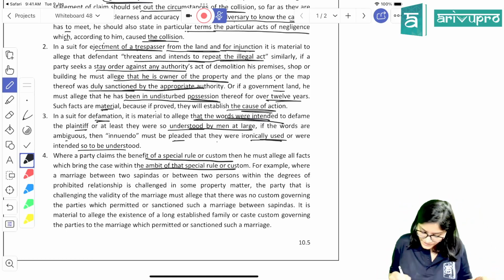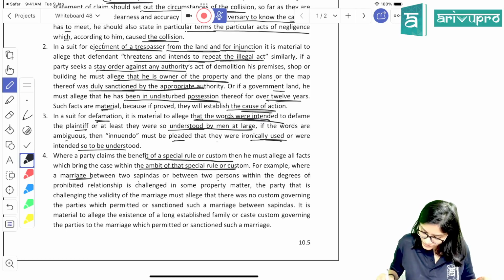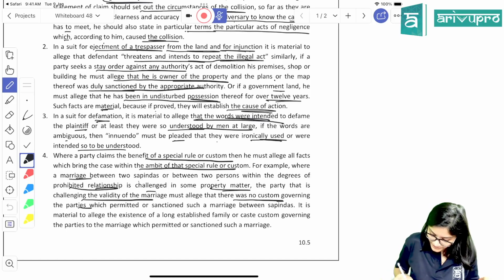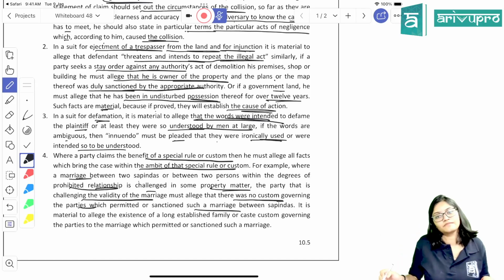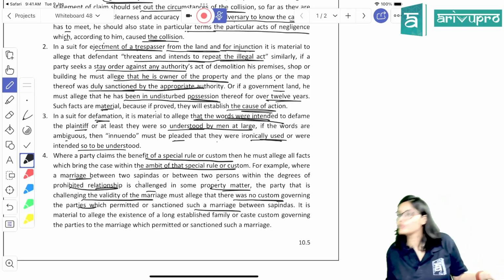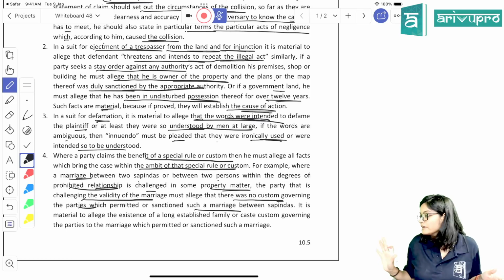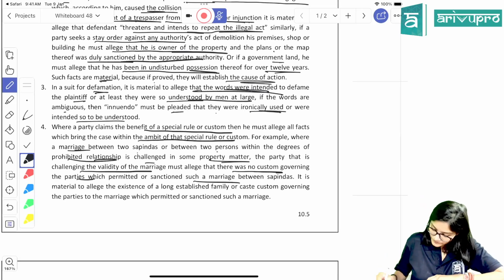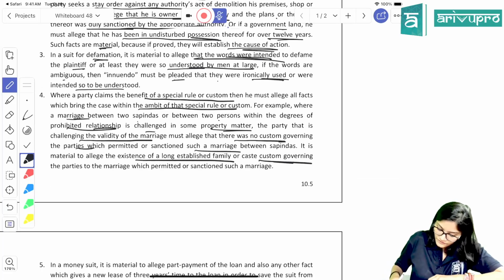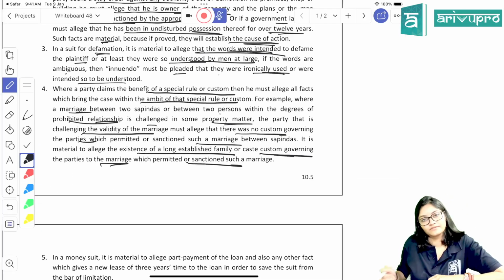See, here an example is given of marriage. Marriage between two sapindas, or between two persons within the degrees of prohibited relationship, is challenged in some property matter. The party that is challenging the validity of the marriage must allege that there was no custom governing the parties which permitted or sanctioned such a marriage. If marriage is done between two parties of different castes, which is not allowed in the custom, right? So you will have to explain that. It is material to allege the existence of a long established family or caste custom governing the parties to the marriage which permitted or sanctioned it.